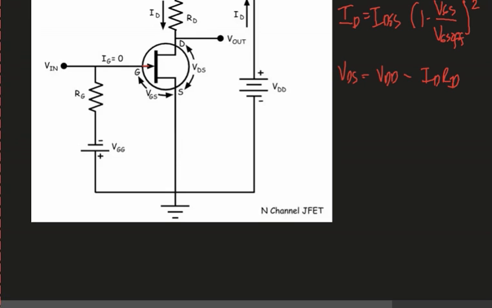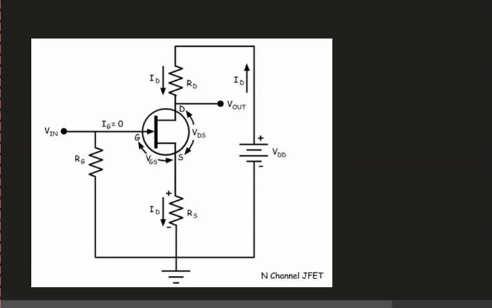Okay, what if we have a self bias representation? It has a resistor at our source. So here, one resistance RS will be inserted between our source terminal and our ground. So the voltage across RS, VS, will be equal to ID RS. Take note that the values of the current flowing are the same because they share one channel.